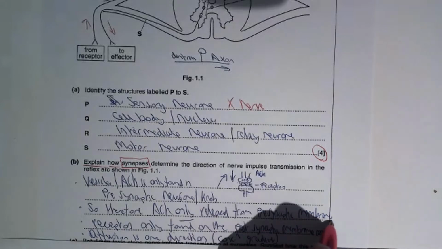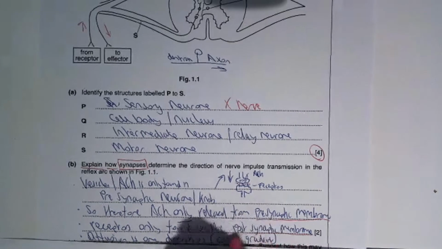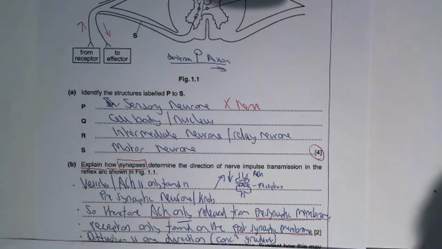Please make sure you're talking about presynaptic membrane before the synapse and postsynaptic membrane after the synapse. You can write ACh for acetylcholine, but remember it's capital A, capital C, small h.